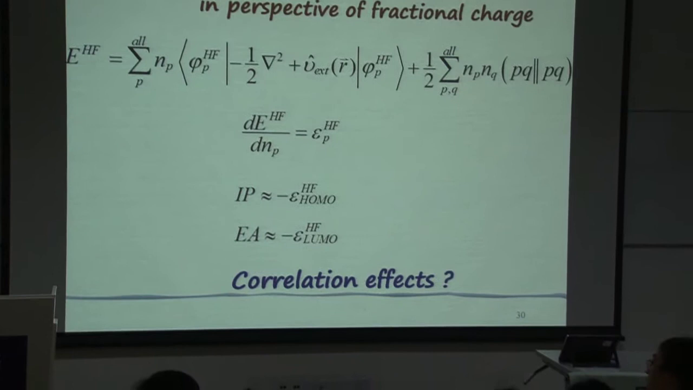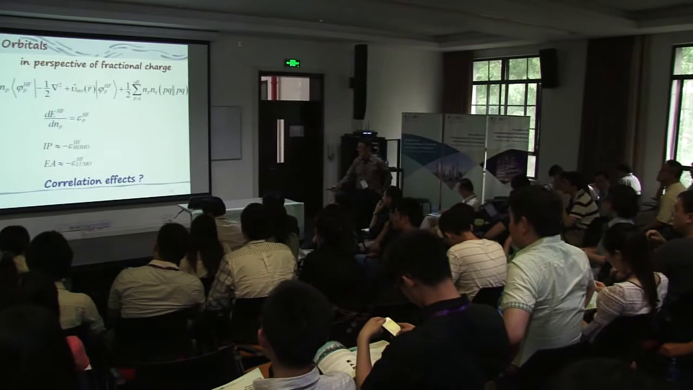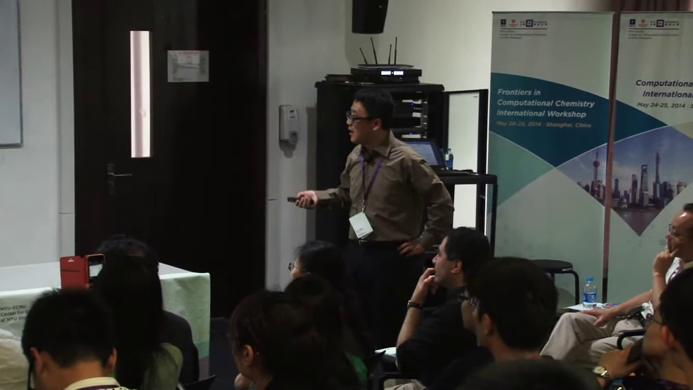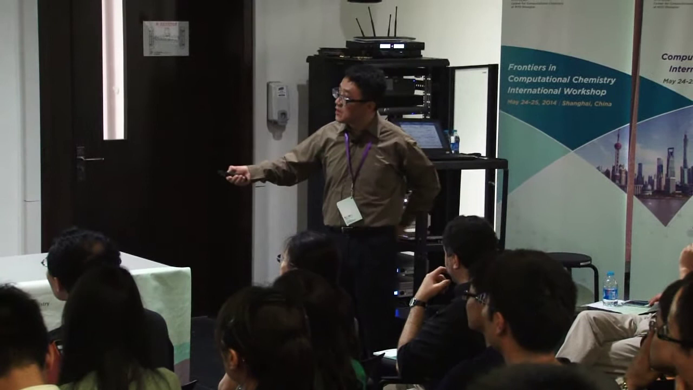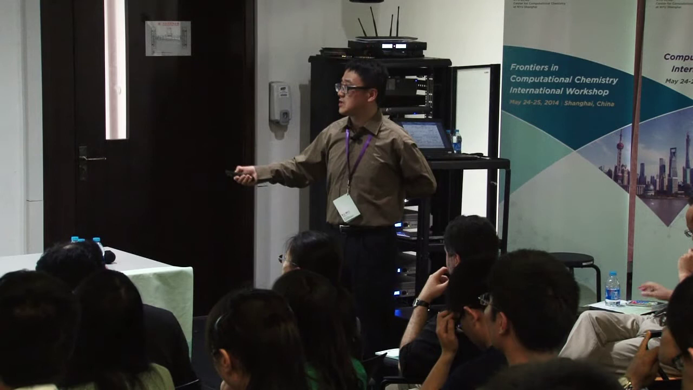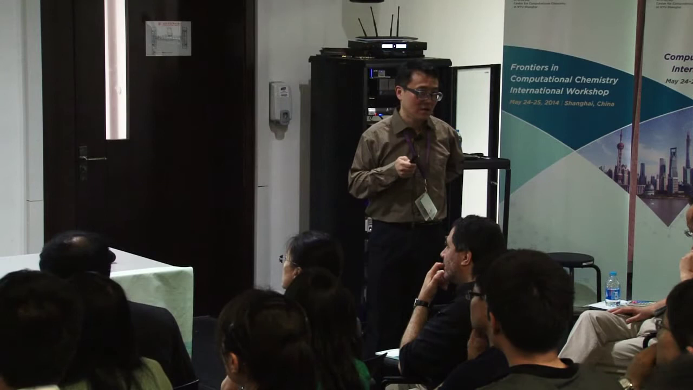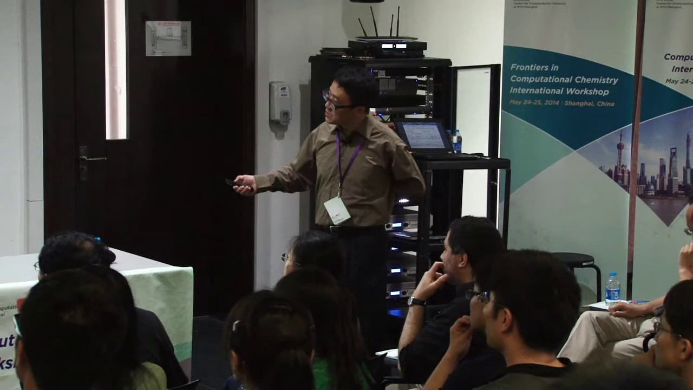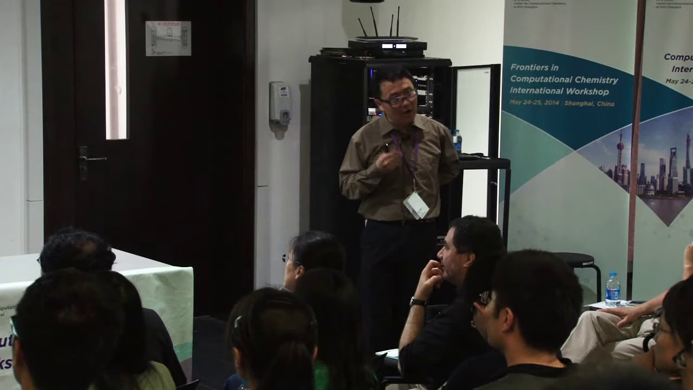So then the correlation effects are missing here. Can we do MP2? Yeah. In fact, from Green's function theory, and also from this fractional charge occupation, you can fractionalize the MP2 occupation, and then you can have MP2 orbitals, which are Hartree-Fock orbitals plus some perturbation corrections. In terms of this, you can also define the XYG3 orbitals as B3LYP orbitals plus some perturbation corrections on top of it. So we can see the performance.